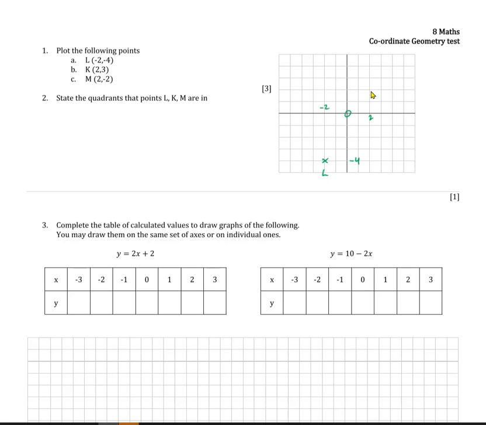Okay, and then 3, 1, 2, 3. So that would be K here. And then M is 2, comma minus 2, so 2 and then down by 2. So that's where M is. Now if we're doing quadrants, this is quadrant 1, 2, 3, and 4. So K is in 1, L is in 3, and M is in 4.